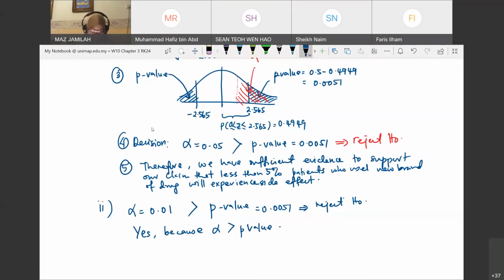Now if I ask you, at what level of significance will we not be able to reject the null hypothesis? How can you find the alpha value? At what significance level do we fail to reject the null hypothesis? That would be my question before we stop class.